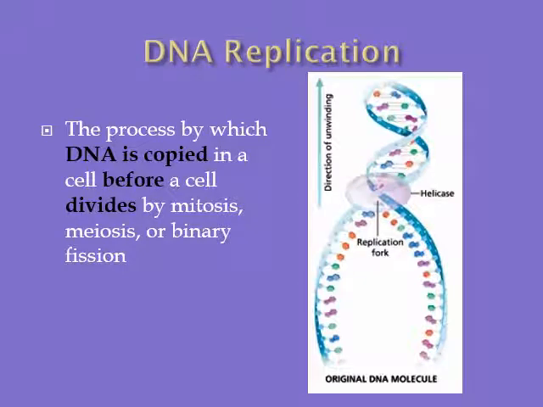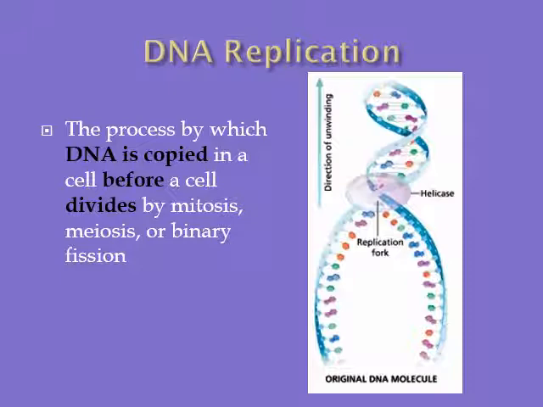So when we make a copy of DNA, it's called DNA replication, making a copy of something. Just like when we were in class and I would make copies of things for you guys like worksheets or notes, I replicated something. I made a copy of it. The same thing happens for our DNA so that every cell gets the same copy of information to use. So this is the process by which DNA is copied in a cell before a cell divides by mitosis, meiosis, or binary fission. So it's important to note that this happens before the cell divides.